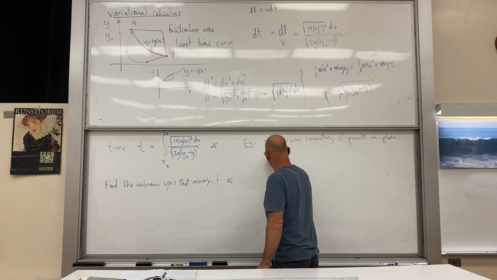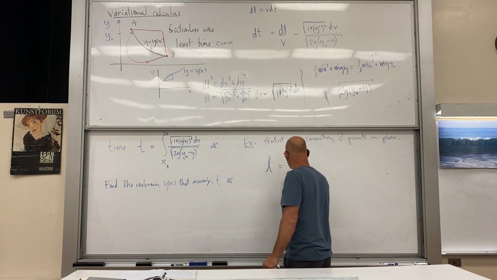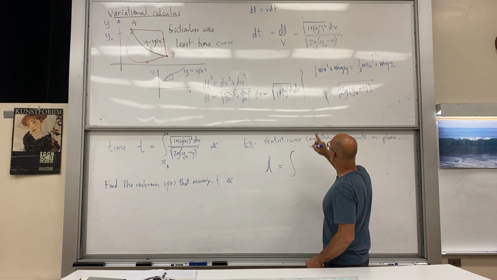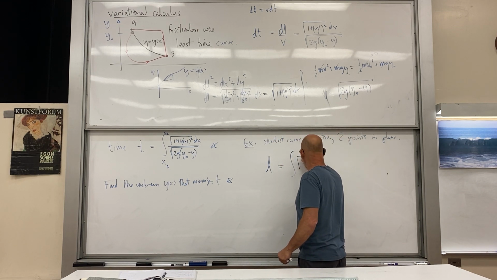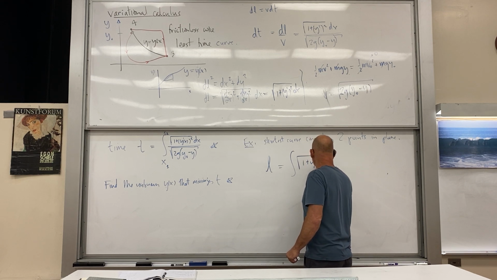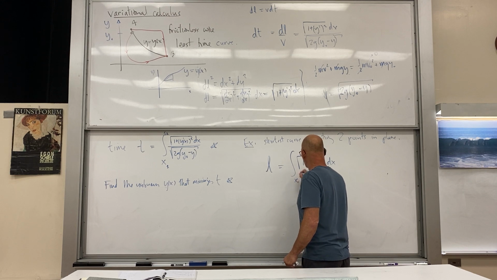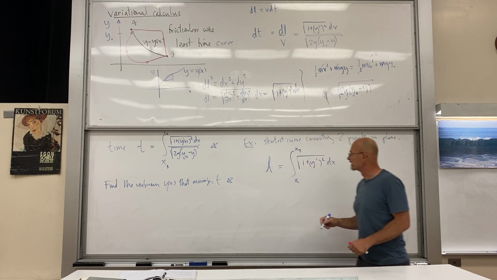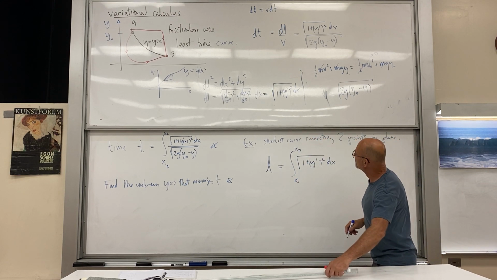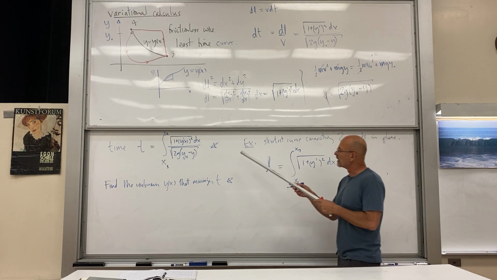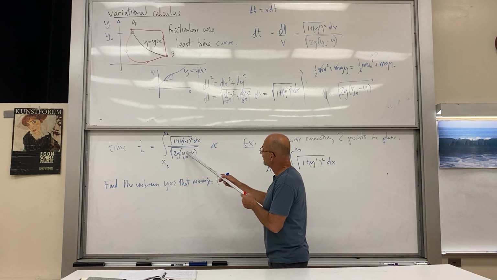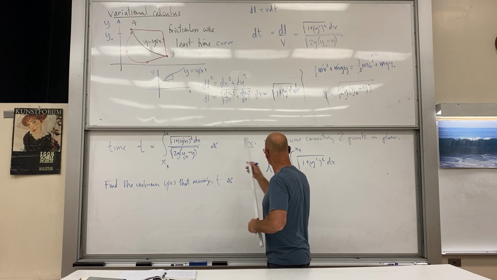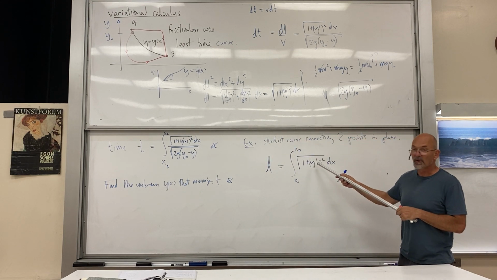So the shortest curve connecting two points in the plane, and we'll just say L will just be the integral of dl, which we already have here. So we're looking for the integral of root 1 plus y prime squared dx from x1 to x2. So that's an easier problem than this one. This thing was a function of y and y prime. This is only a function of y prime.